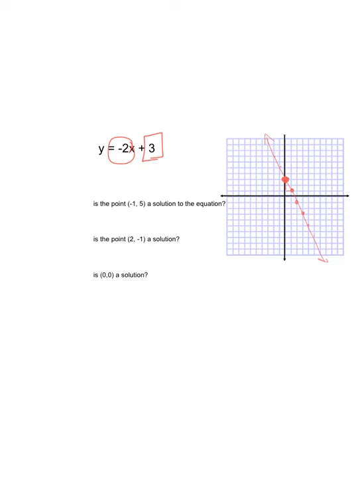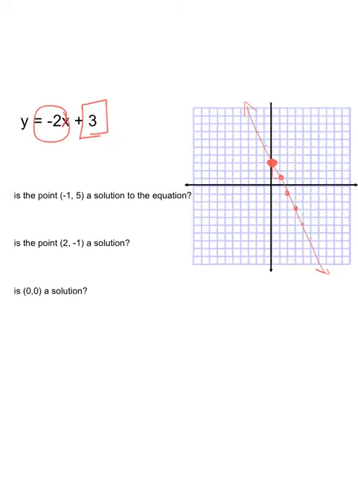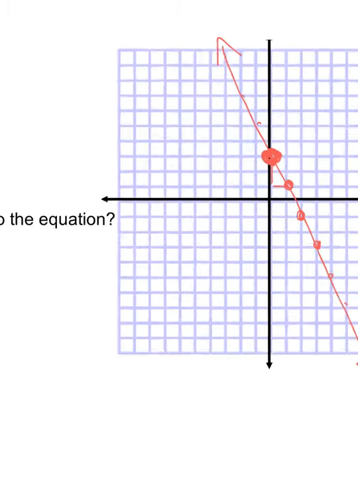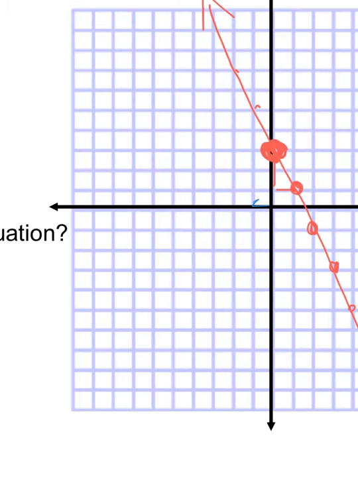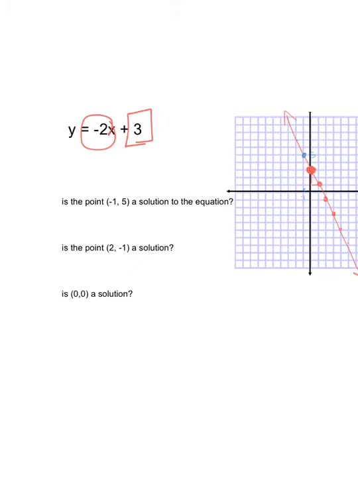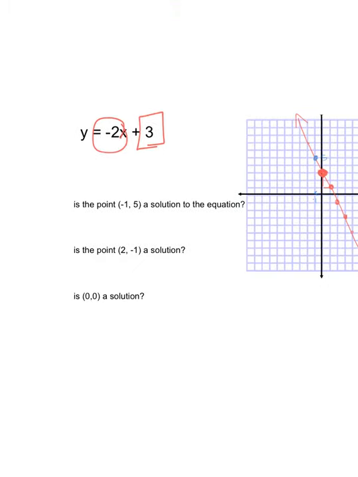Is the point negative 1, 5 a solution? I can check that in two ways. I can look on the graph. If I go to the coordinate, negative 1, there's negative 1, and up to 5, 1, 2, 3, 4, 5, I can see that the coordinate negative 1, 5 is on the line. So I would say yes, it is a solution.